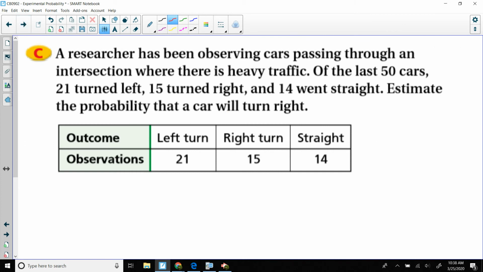Same idea. Researchers observing cars passing through an intersection where there's heavy traffic. Of the last 50 cars, 21 turned left and 15 turned right and 14 went straight. So I'm assuming if we add these together, 21, 15, and 14, we end up with 50, which I'm right, it is. Estimate the probability the car will turn right. We're only looking at the turn rights. That's our favorable response. So again, favorable over total.